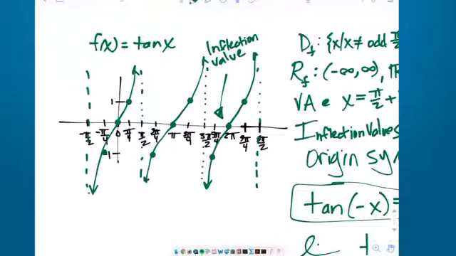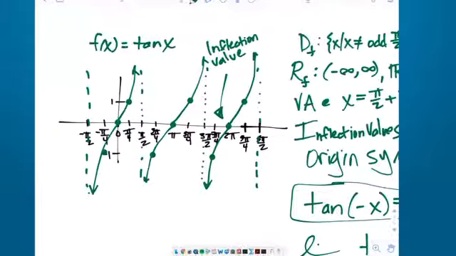Now, let's talk about what sine and cosine did. Remember, sine and cosine, first of all, were defined everywhere. These have vertical asymptotes. But as you went from left to right, like you do on any graph, sine and cosine went up and then down, then up and then down, and so on. Yes, and we can keep doing that because that's what sine and cosine did. Up and then down and up and then down.